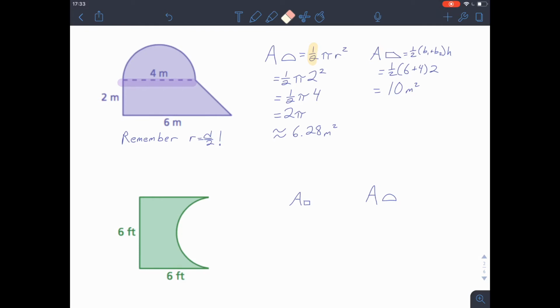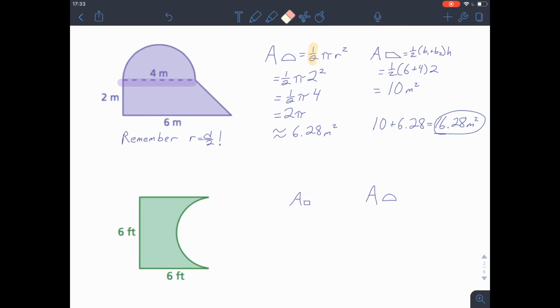But the question isn't what was the area of each, it's what's the area of them together, the shape that I make when I put them together. So since these shapes were put together in the shape, I'm going to put them together with addition. And that gets us 16 and 28 square meters.